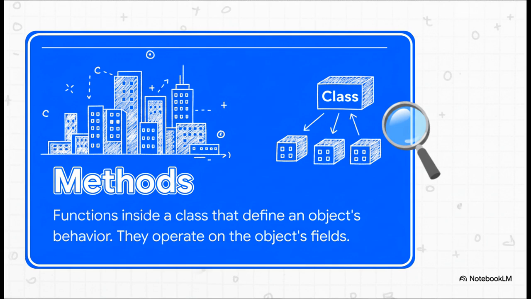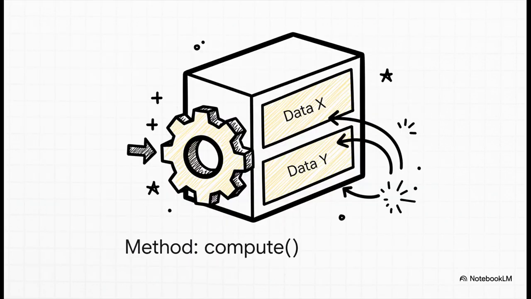You can think of methods as functions that are bundled right inside the object, and they're built to work with that object's fields. For instance, we could give our point object a translate behavior. This method would be a function that takes in a change in X and a change in Y, and its whole job is to modify the object's own X and Y fields. It lets us move the pointer on the map.